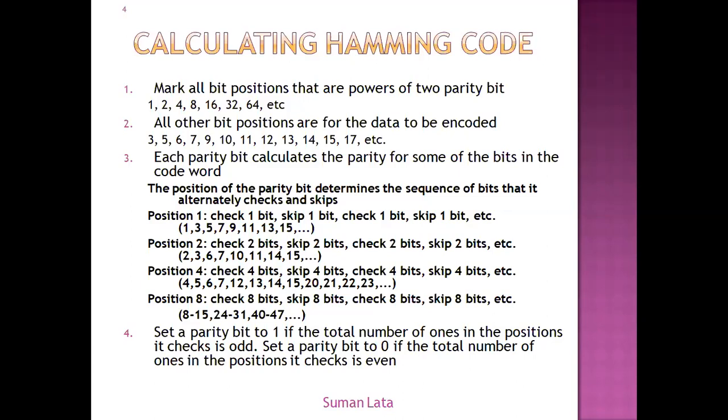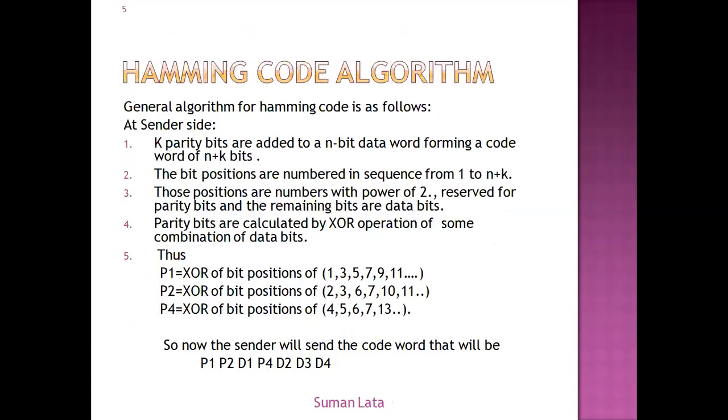Now we will set the parity bit to 0 if the total number of 1s is even, or the parity bit will be 1 if the total number of 1s in the positions it checked is odd. This is the Hamming code algorithm. This is the general algorithm about Hamming code, which is divided in 2 forms. First is the sender side and second is the receiver side.